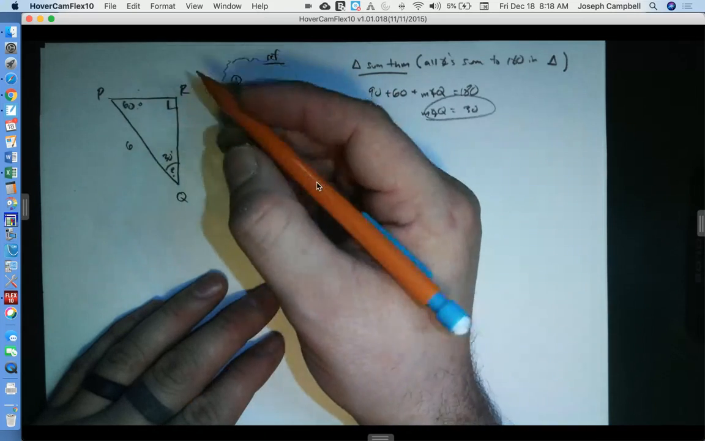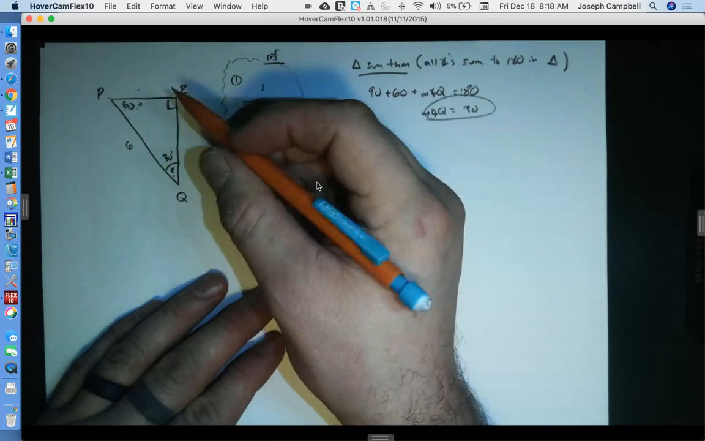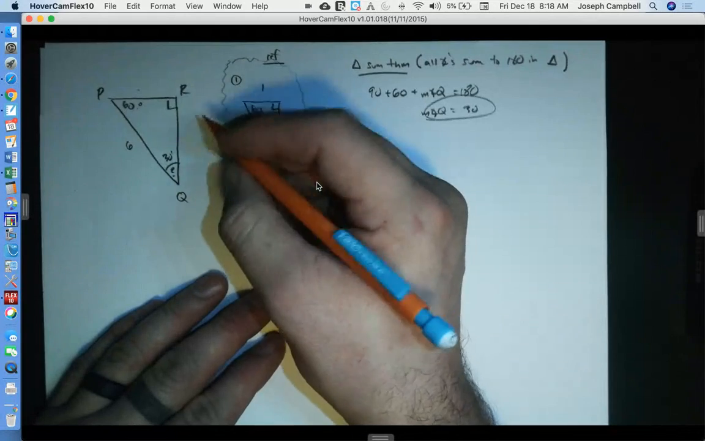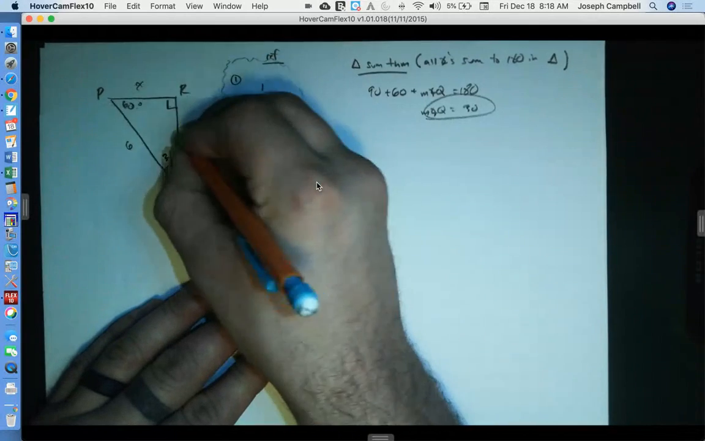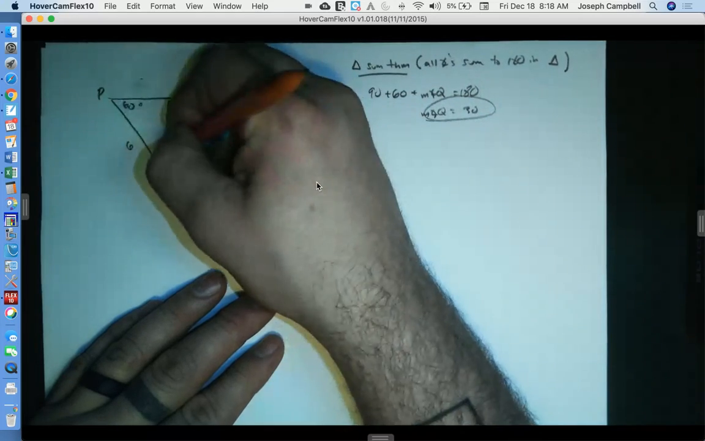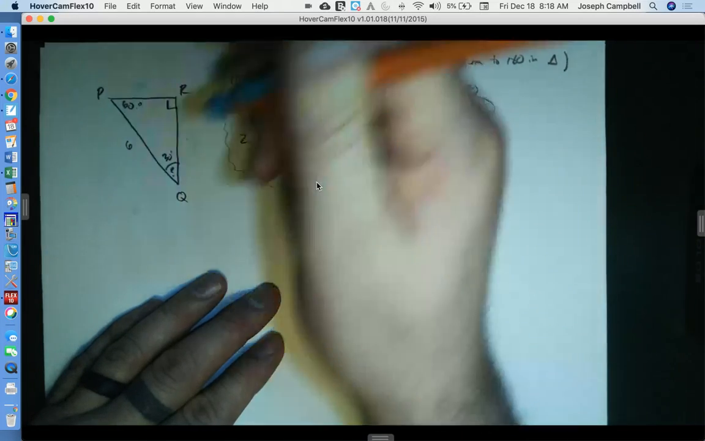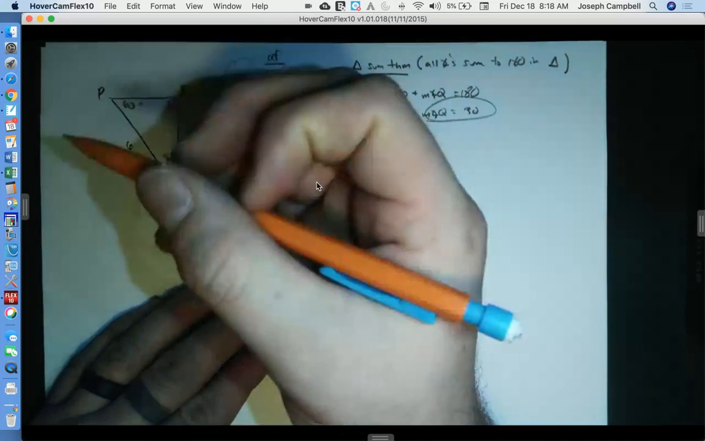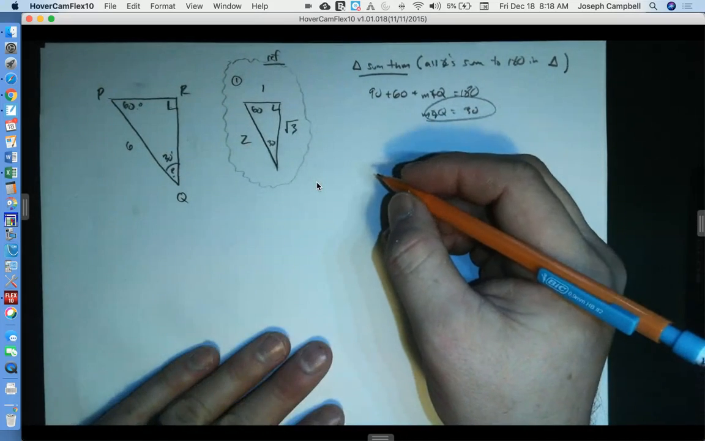You might find it easier to give these a variable name. I'm not going to here, but feel free to do that if you'd like. You could call this X, and you could call this Y. It might make your algebra a little more comfortable. I'm not going to do that just because they already have a name, and we should get used to using them since it's geometry class and all.